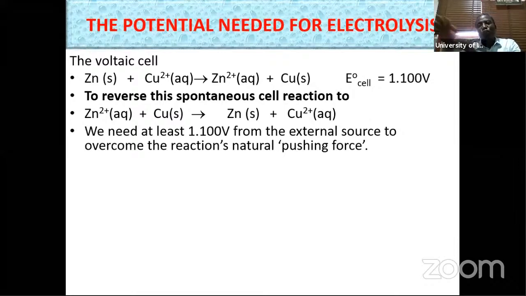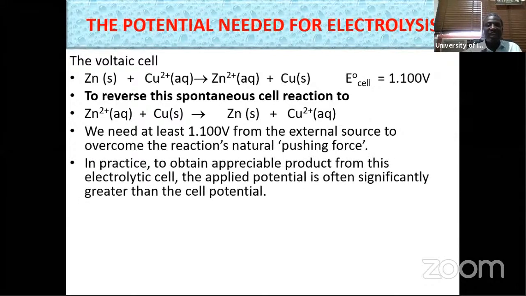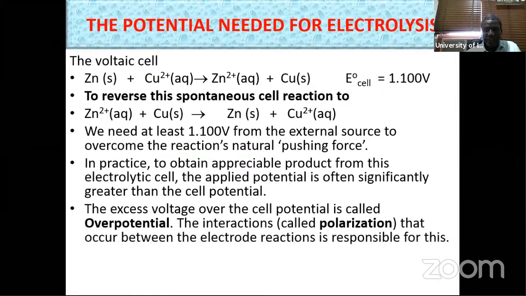If the force that is driving the reaction in one direction is 1.1 volts, for you to stop that movement and cause it to go in the opposite direction, you need something that is a bit bigger than 1.1 volts. So you need a minimum of at least 1.1 volts to make it flow in the opposite direction. And in practice, to obtain an appreciable product from the electrolytic cell, the potential is often significantly greater than the cell potential. So what you actually need will be a bit greater than this to be able to have product from your electrolytic cell. So it's like now moving in the opposite direction of what you have normally.